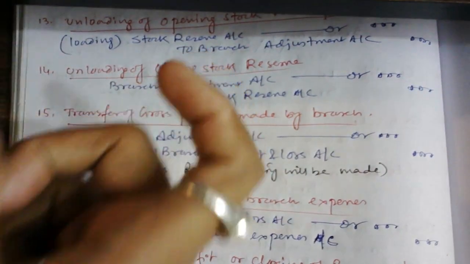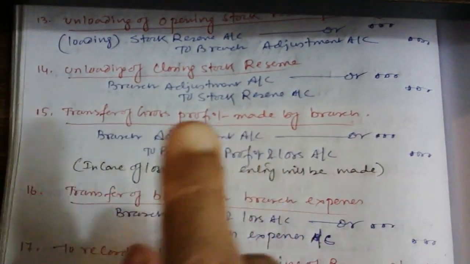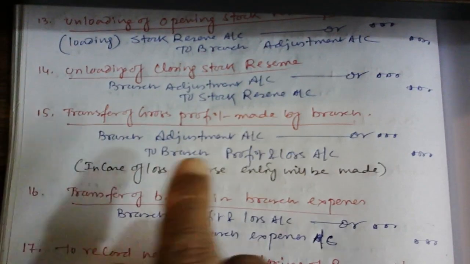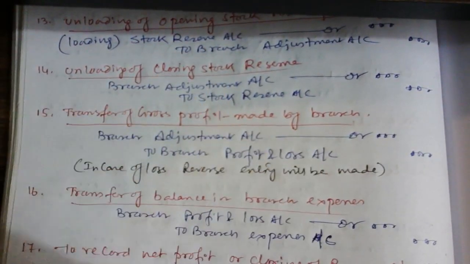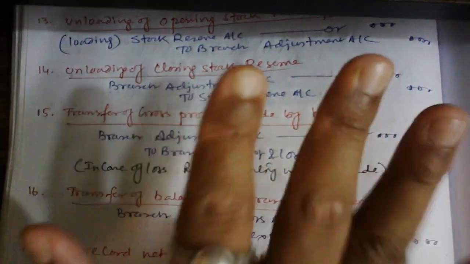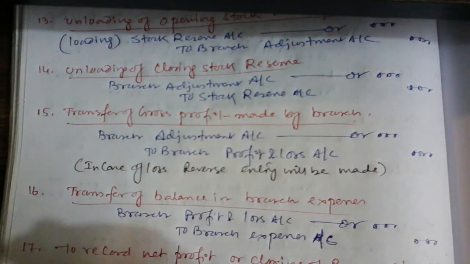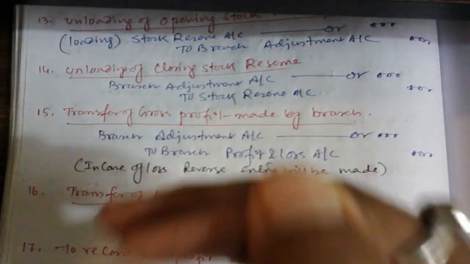That's why branch adjustment account debit to branch PL, because the profit and loss account is credited when there is an income or profit. So that's why the branch PL account is credited. And in case of loss, the reverse entry will be made: branch PL account debit to branch adjustment. That's all. In case of loss, the reverse entry will be made.